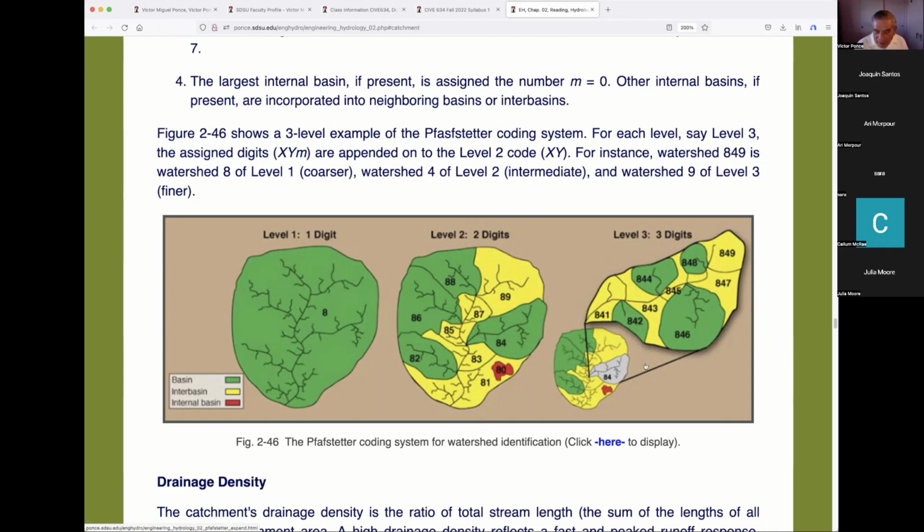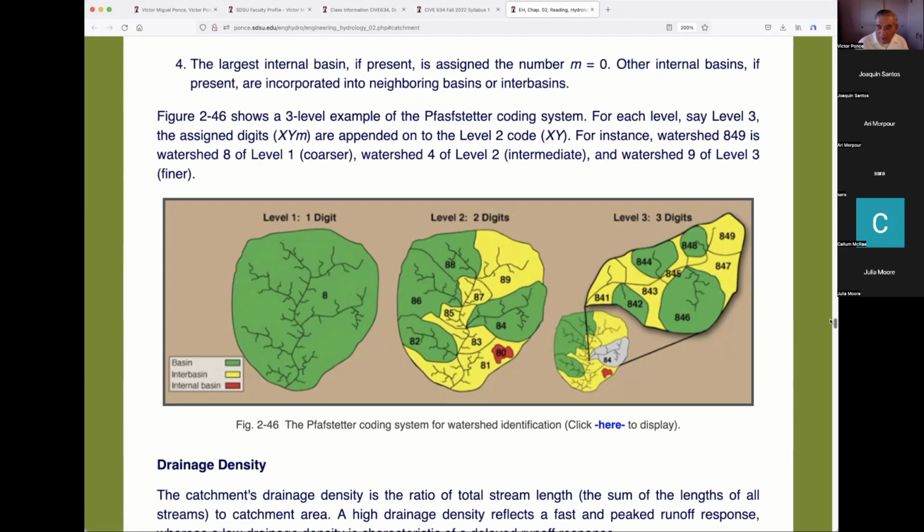So that's a good part of Pfafstetter's methodology. Look here, the 84, which is this gray area over here. So then he was able to call it 84.1, 84.2, 84.3, 84.4, 84.5, 84.6, 84.7, 84.8. And this is a little bit confusing in here, then 84.9. So you can see that's the way he did it. And sometimes in nature, there are endorheic watersheds within a larger watershed. So he decided to call that a zero watershed.